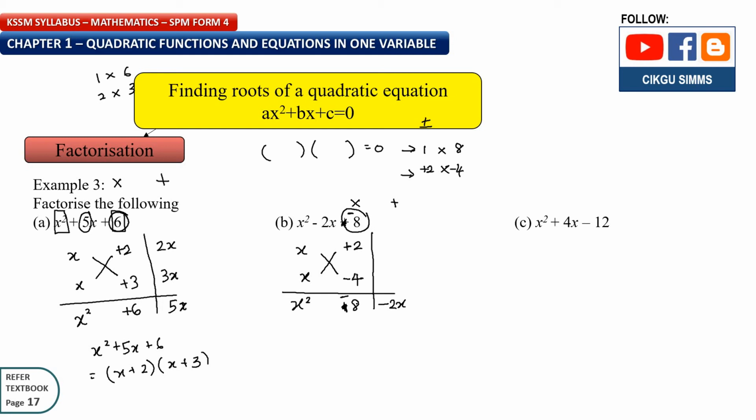And then 2 times 4, you get 8. Okay. And then we multiply plus 2 and x is a positive 2x. Minus 4 times x is minus 4x. And then you plus this 2. Minus 4 plus 2 is minus 2. So that means this thing is correct. Okay, so we rewrite the question and then we write the factorization: x plus 2 in the first bracket, x minus 4 in the second bracket.